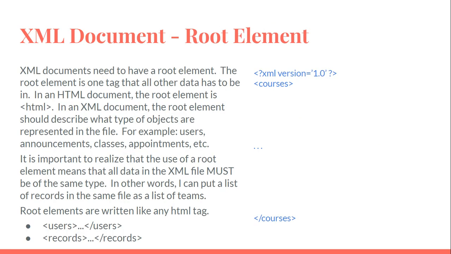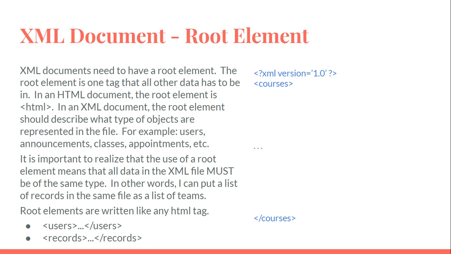The next thing then is the root element. All XML documents have to have a root element. All HTML documents have a root element also. That root element is the html tag. In an XML document, the root element is going to describe what the type of information in the document is going to be. So it could be users, announcements, classes, appointments. Typically, our root element in an XML document is a plural noun.